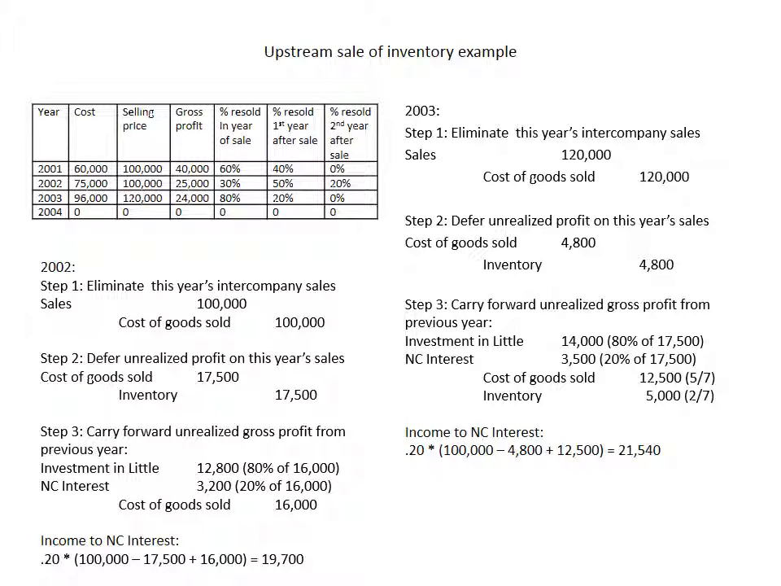Then lastly, the income to the non-controlling shareholders. Again, we look at those 3 elimination entries, ask ourselves, how do those elimination entries affect earnings from the subsidiary? The first entry has no effect on earnings. The second entry, we have a $4,800 debit to cost of goods sold, thereby reducing earnings. In the third entry, we have a $12,500 credit to cost of goods sold, thereby increasing earnings. So the non-controlling shareholders will get 20% of that sum, that adjusted/realized earnings, or $21,540.